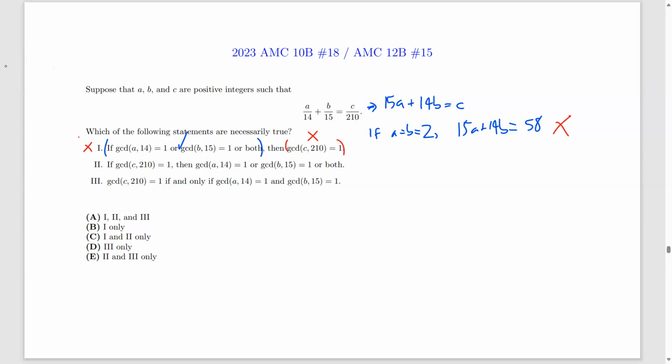Now let's look at statements 2 and 3. We're actually going to prove that both of these are true. This will imply that our answer will be E. Now, in order to do so, let's take this given equation involving a, b, and c and simplify it a bit. In particular, I'm going to take the given equation modulo 14 and modulo 15 so that we can make some statements involving a, b, and c.